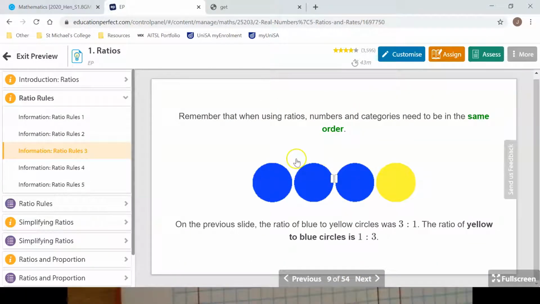So remember, when using ratios, numbers and categories need to be in the same order. On the previous slide, the ratio of blue to yellow circles was 3 to 1. So if I was saying blue to yellow, since we're talking about the blues first, you say the 3 first and then the 1 second. If you were saying the ratio of yellow to blue, then you would say 1 to 3.